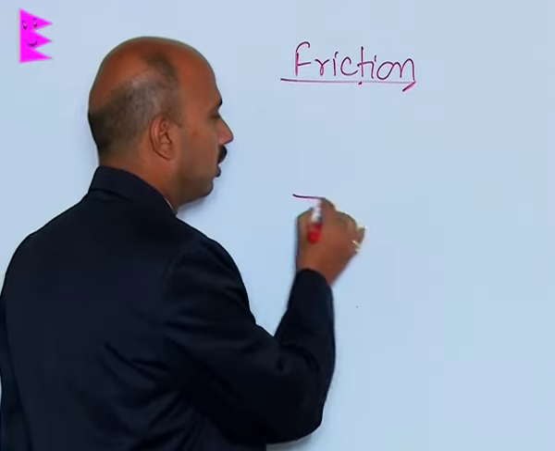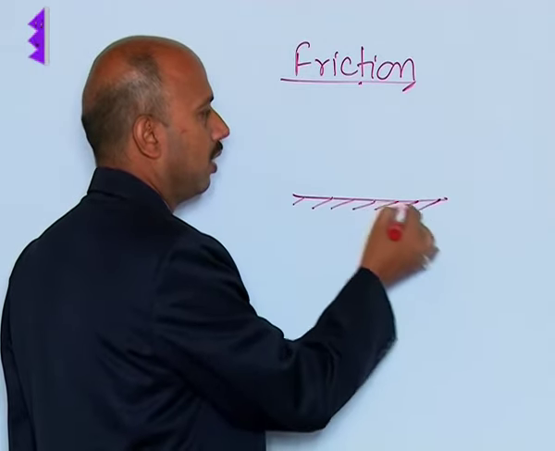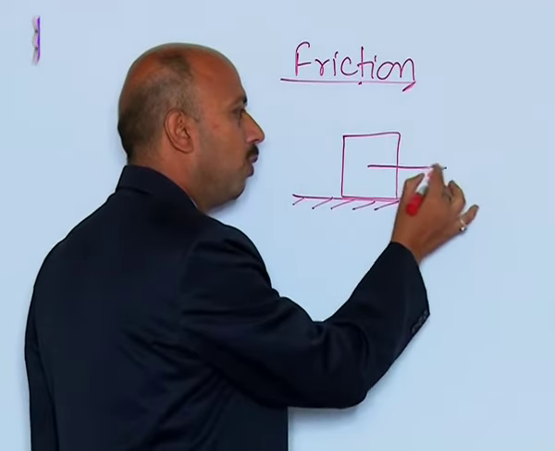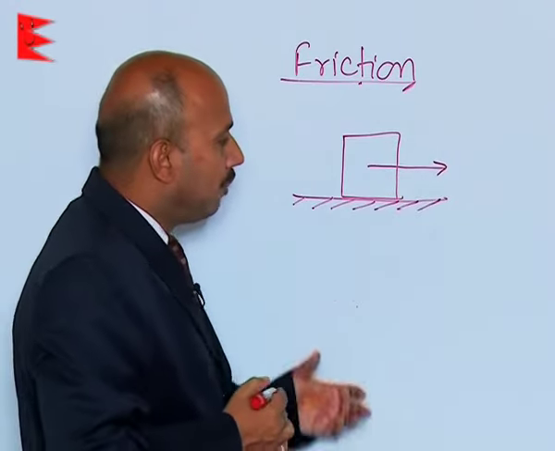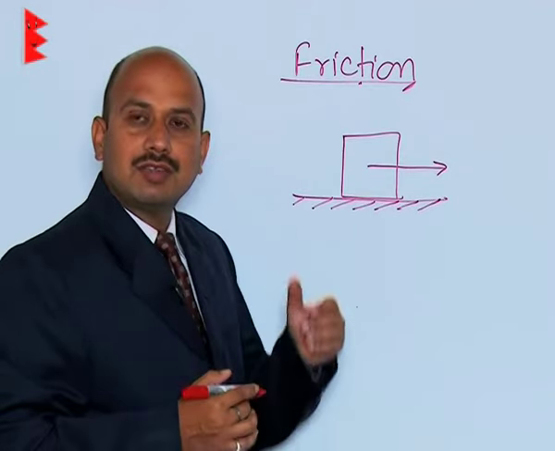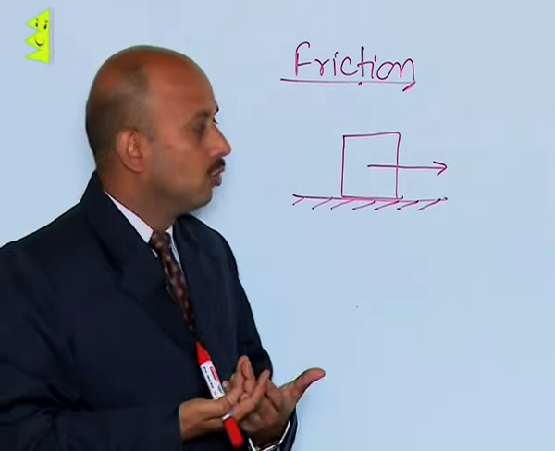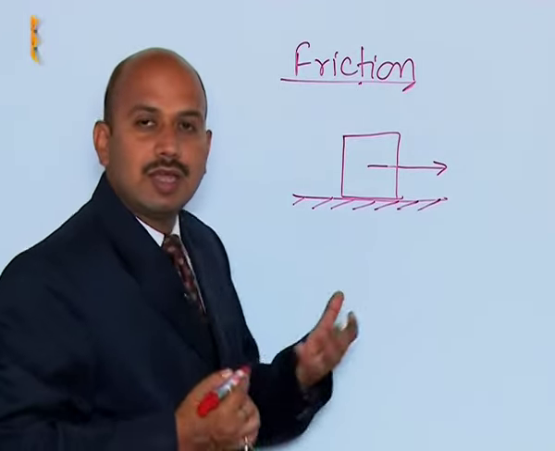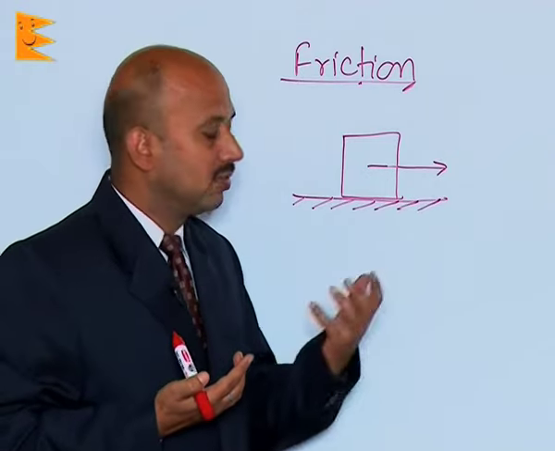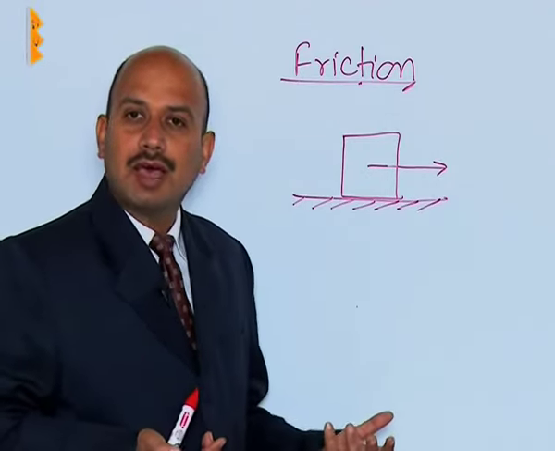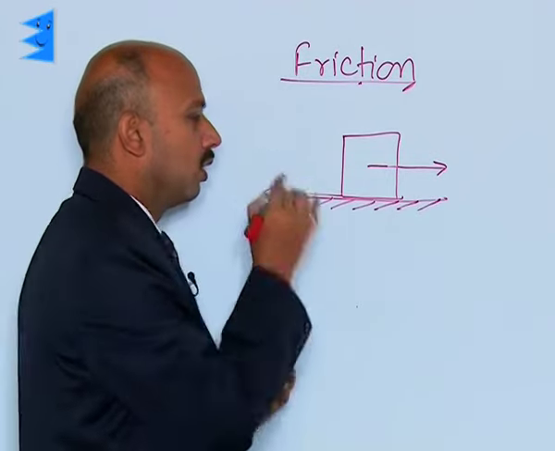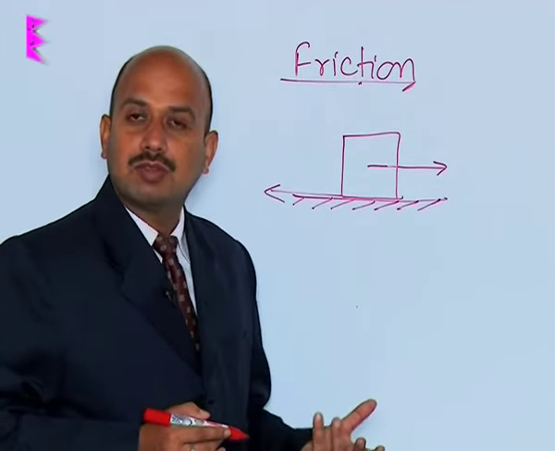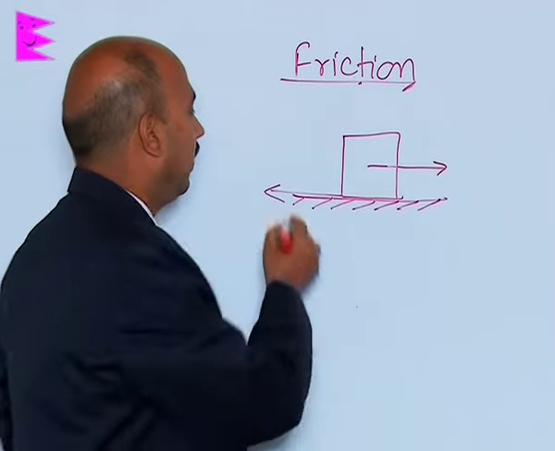Suppose you have got a rough surface in this way and you have placed a body over here. When this body tries to move on this surface, both the bodies are rough, so their surfaces get interlocked. When you apply the force, the interlocking of the surfaces gets broken. Because of that a force acts in the opposite direction, which opposes the relative motion of the point of contact with respect to the surface. This force is known as frictional force.